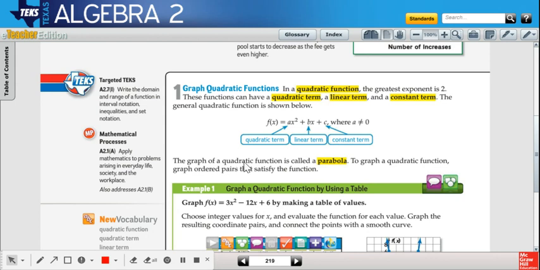The graph of a quadratic function is called a parabola. To graph a quadratic function, graph all the pairs that satisfy the function. We're going to be following this especially for 4.2.